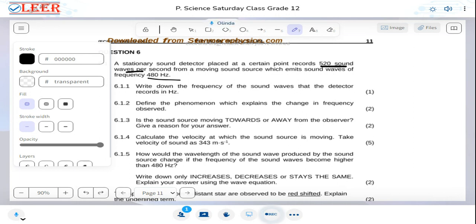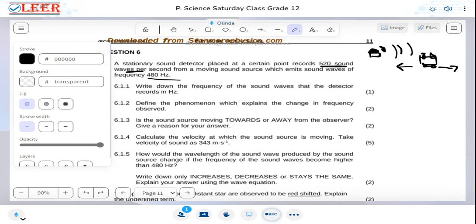So we have a stationary sound detector placed at a certain distance. Let's say this is our sound detector, and it's detecting at a certain point. It records 52 sound waves per second from a moving sound source. So here's our sound source and it's moving. We don't know if it's moving towards or moving away, but it emits a sound wave of 480 hertz frequency.